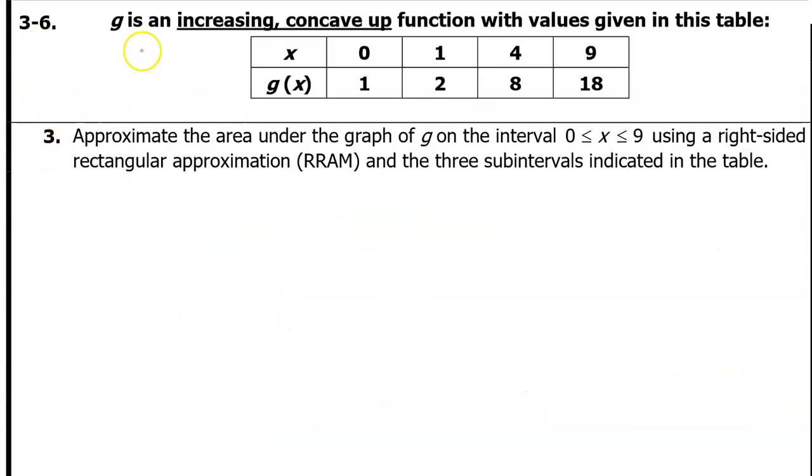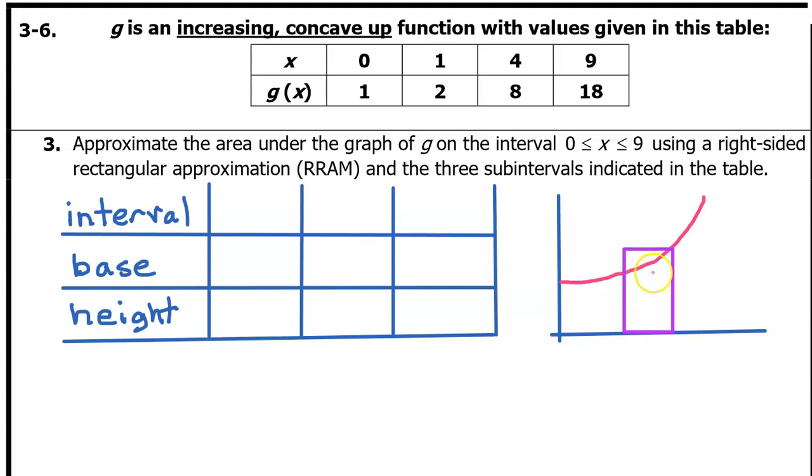Number 3. G is an increasing concave up function with values given in this table. Approximate the area under the graph of G on the interval from 0 to 9 using a right rectangle approximation method, or RRAM, and the 3 subintervals indicated in the table. Here is a right rectangle model to help you visualize what we are doing. Notice that I've drawn the rectangle so that the right edge of the rectangle just touches the function.